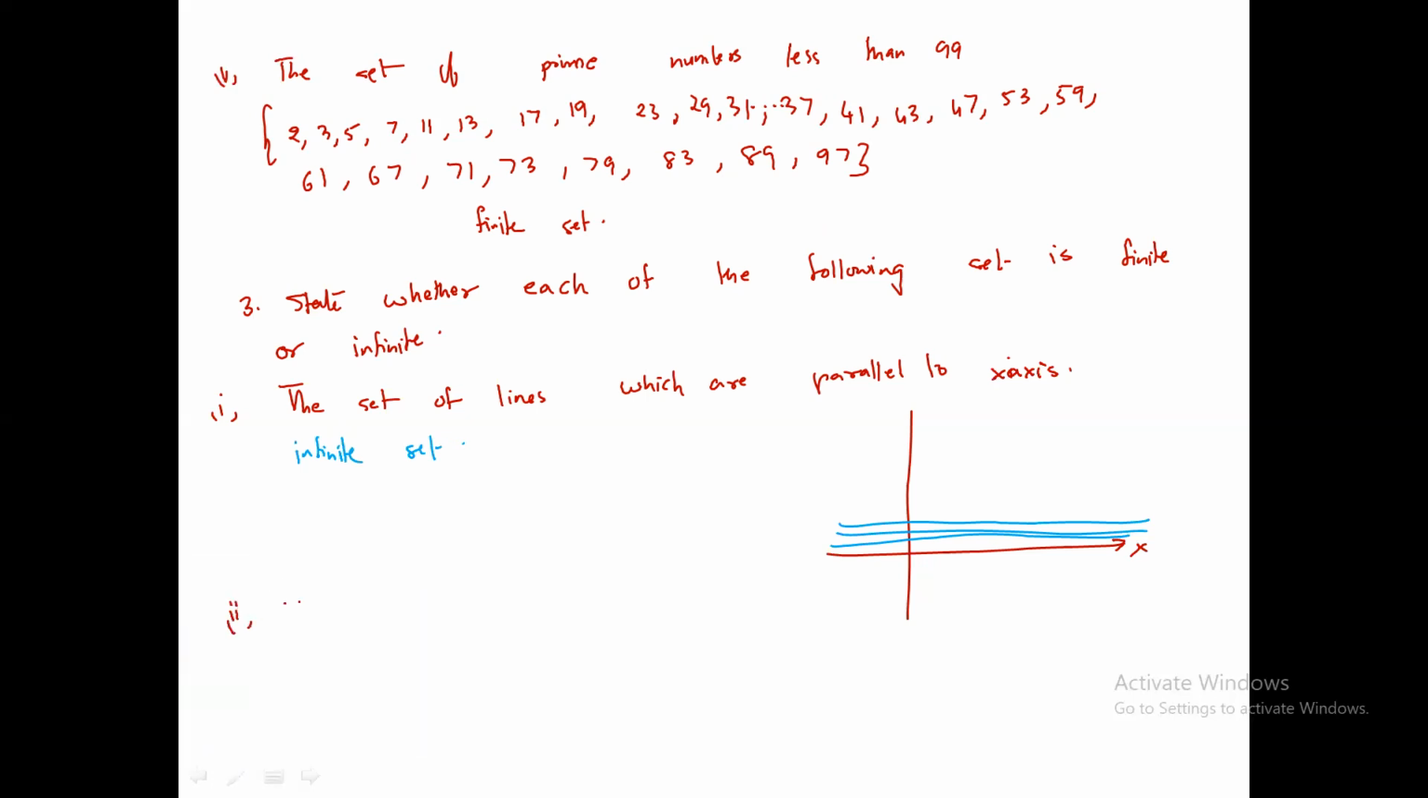The second is the set of letters in the English alphabet. If you want to make a set of letters of the English alphabet like A, B, C, D up to Z, it's very easy to write. You can count how many alphabets are there. The set ended, it is not continuing, it ended at Z. So such a set is called a finite set.